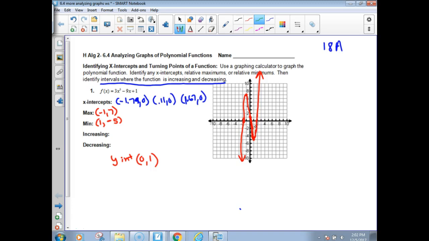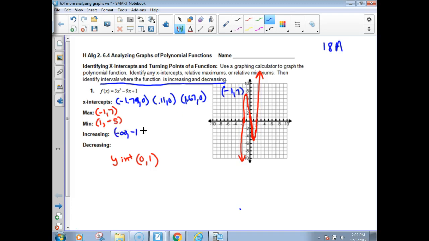So what that means is that from negative infinity on the x's up to, where does it hit? Right here. So let's think about this point. This point here was at (-1, 7). Okay, so the graph is increasing along the x interval from negative infinity up to the x value of the max point, which is negative 1.